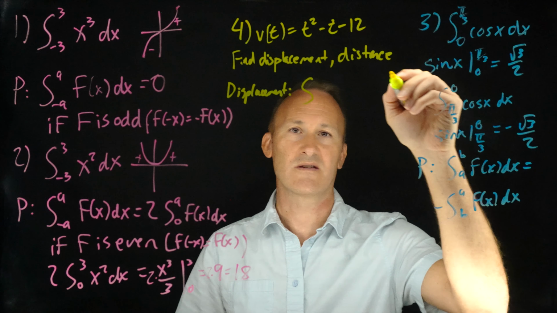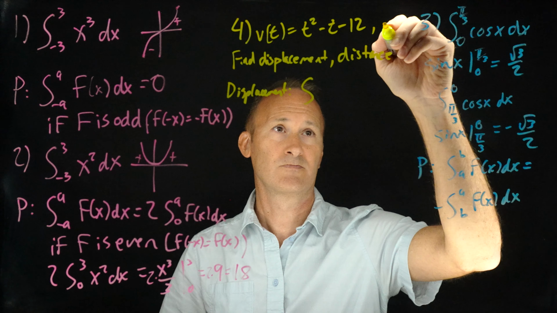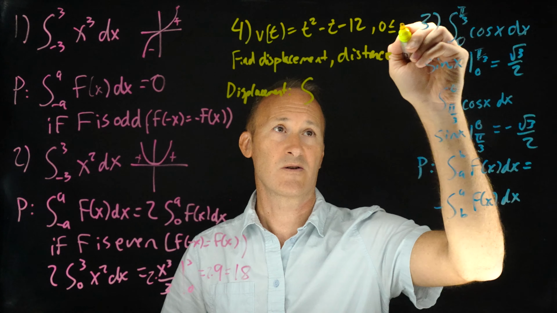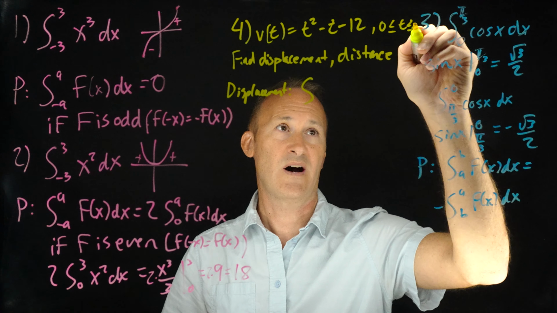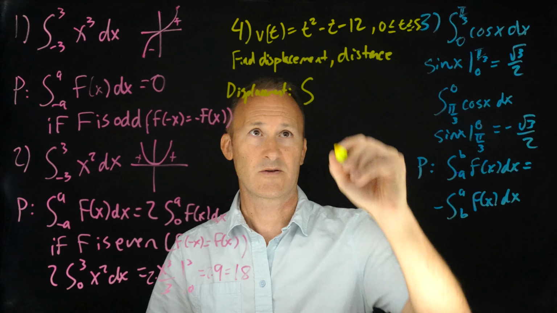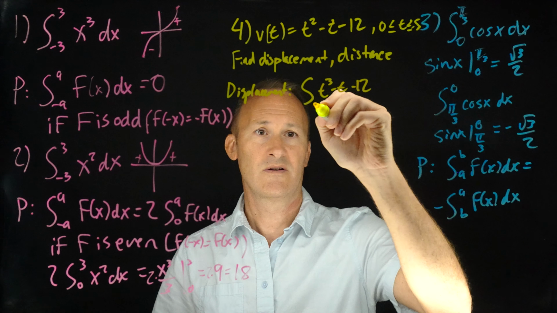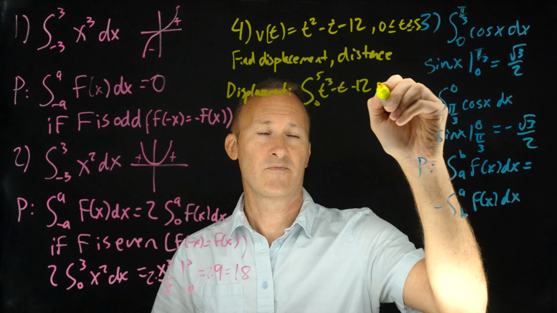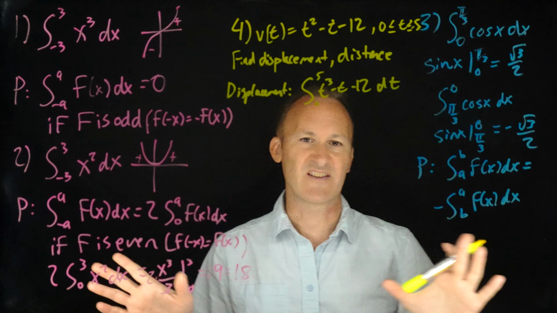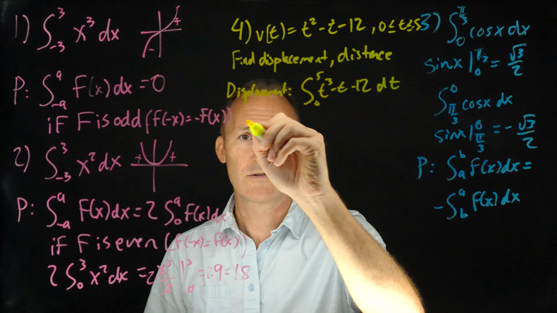We need to say where t is going. And so we'll say that t is between, say, 0 and 5. And so we've got this integral of t squared minus t minus 12, from 0 to 5, dt. So for displacement, you don't even have to think much about it. You just do the integral and it's the answer. So let's go ahead and do that.